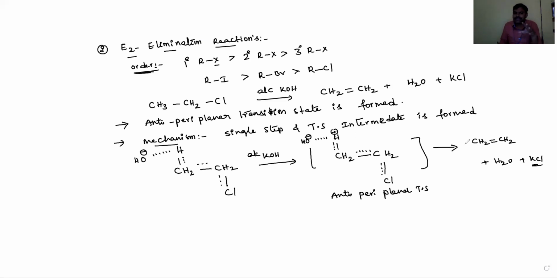So this type of mechanism is known as E2 elimination reaction. In the E2 elimination reaction, both leaving groups should be in opposite directions. An anti-periplanar transition state is required, and primary alkyl halides are most suitable for E2 elimination reactions, whereas secondary and tertiary alkyl halides are most probable for E1 elimination reactions. Secondary alkyl halides may be involved in either E1 as well as E2 elimination reaction mechanism.